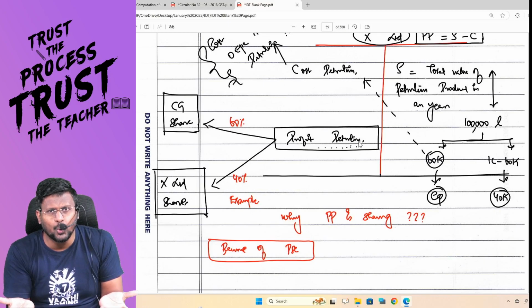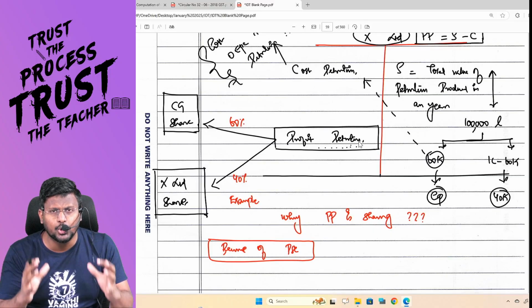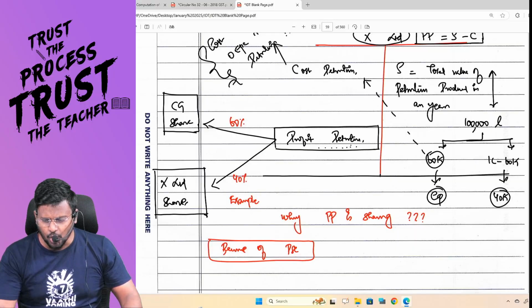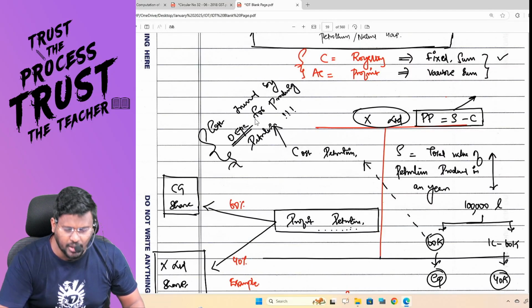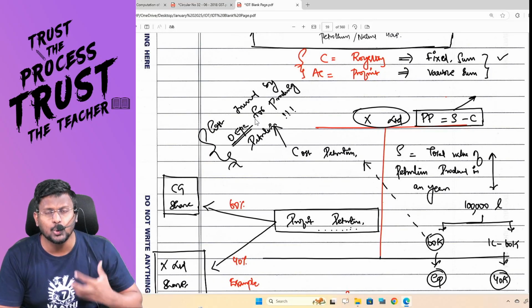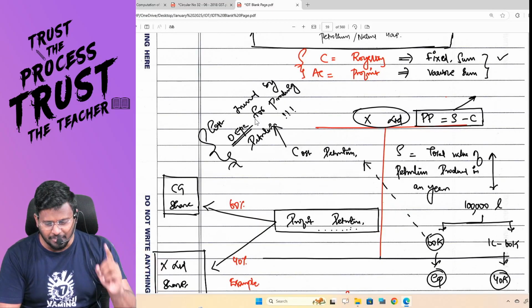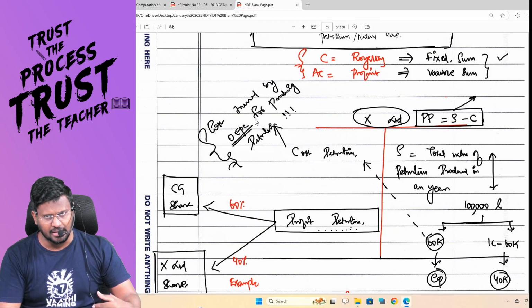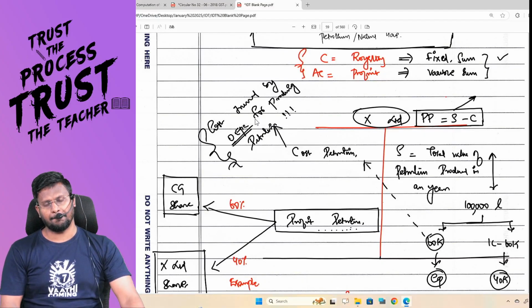So what is profit petroleum? From the total value of petroleum produced in a year minus the cost petroleum. What is cost petroleum? Cost petroleum means the cost incurred by the OEPC for producing the petroleum. So from the total sale value of the petroleum generated, if you reduce the cost petroleum, you will get the profit petroleum.